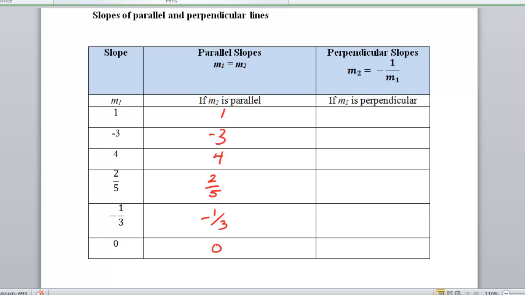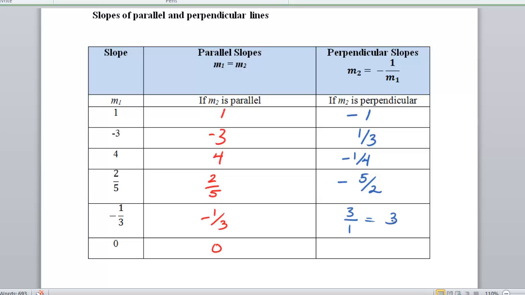Okay, and so for the first slope, the reciprocal of 1 is obviously 1, but we have to take the negative value of that. For negative 3, the opposite of negative 3 is just a positive, and then the reciprocal is 1/3. For 4, we're going to have negative 1/4. For 5, the reciprocal is 1/5, and of course we have to take the negative. For negative 1/3, that's going to give us a positive 3/1, and then of course that is simply just 3. And then the last one is 0.